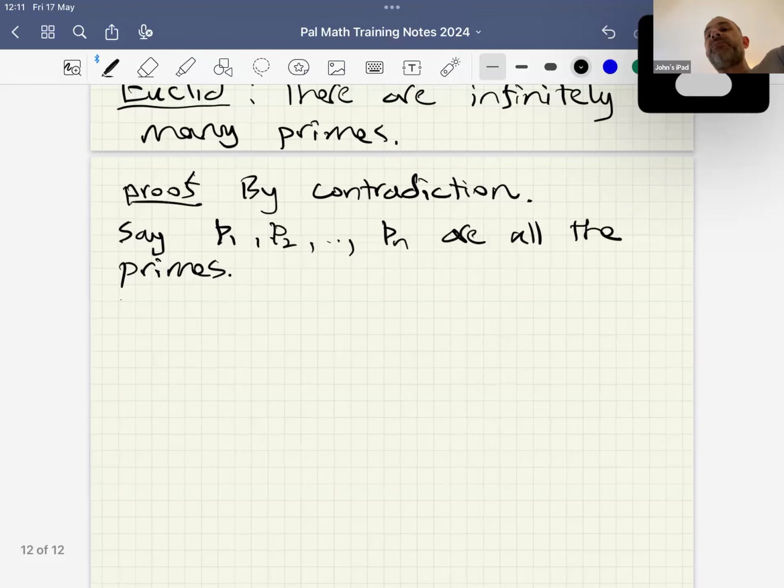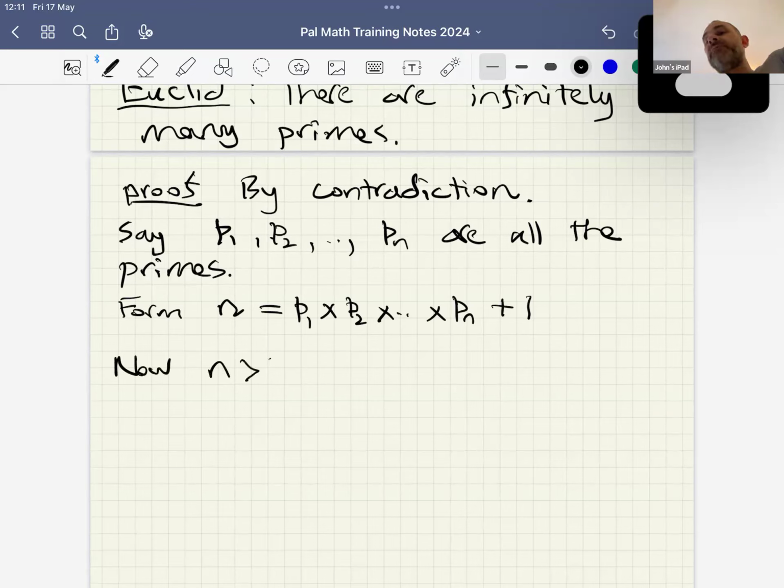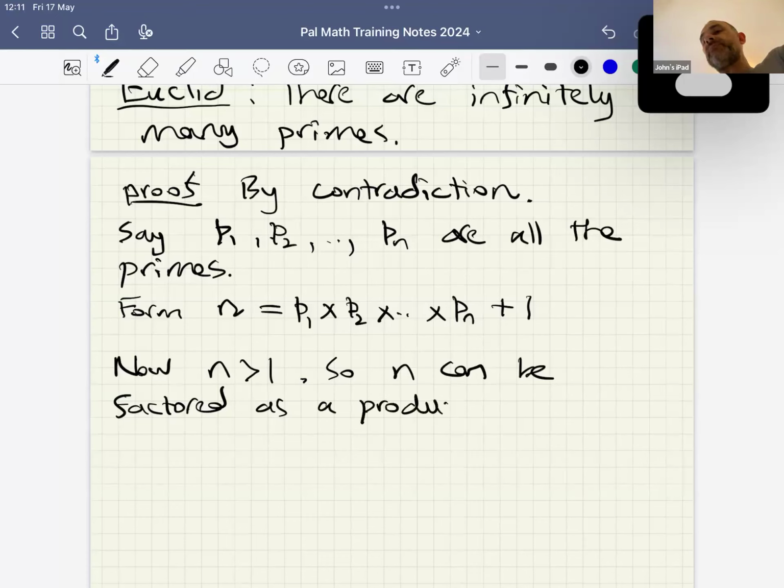So what we do is we form the integer n, and n is defined to be the product p1 times p2 times up to pn, and then you simply add 1. Now, it's clear that n is greater than 1, so n can be factored as a product of primes, according to the unique factorization theorem.